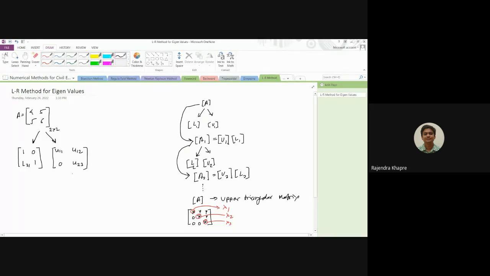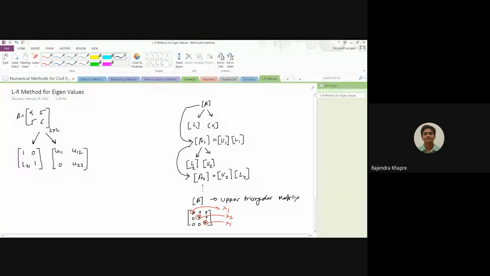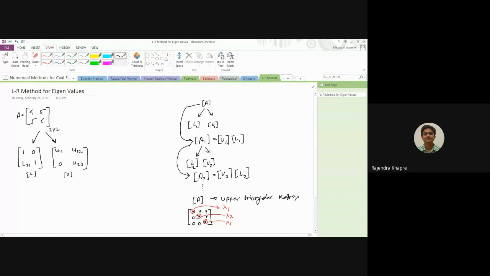So this is your L matrix and this is your U matrix. If you multiply them, you should get your original A matrix, which is 4, 5, 5, and 6. We have already done this plenty of times in the previous classes. If you generate the equation for this 4, you will have 1 into U11 plus 0 into U12, which should give you 4. So this value is going to become 4.